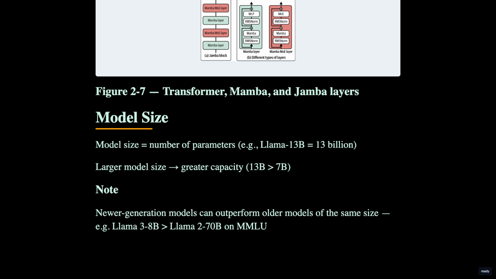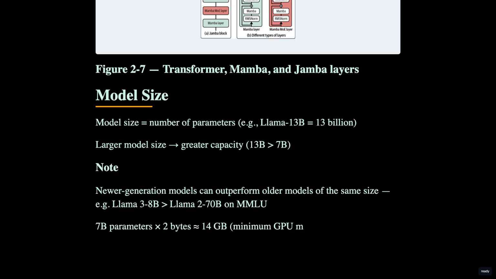You can estimate memory needs by multiplying parameters by bytes per parameter. For example, a 7 billion parameter model stored with 2 bytes per parameter requires about 7 times 10 to the power of 9 times 2, which is equal to 14 times 10 to the power of 9 bytes, roughly 14 gigabytes. So inference will need at least that much GPU memory. This is a lower bound. Activations, batching, and other overheads will increase the actual requirement.